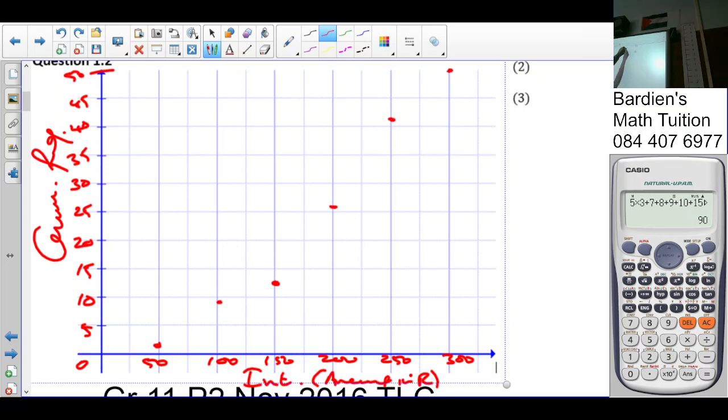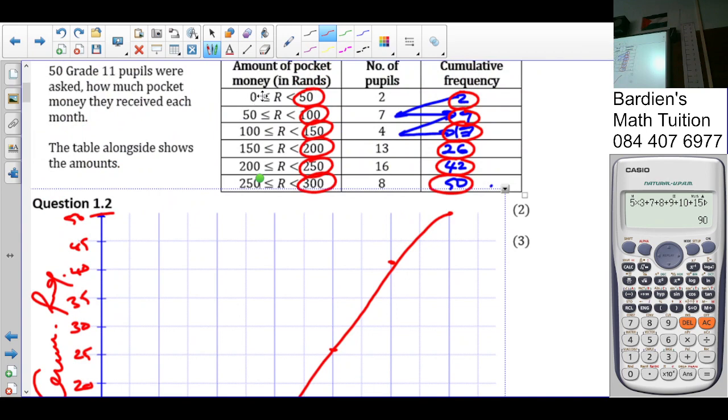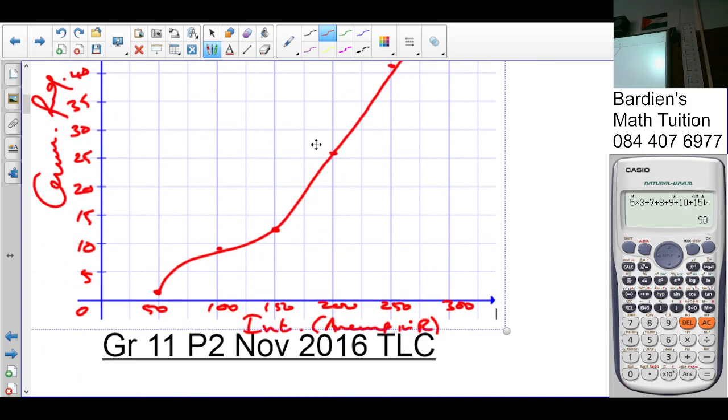So what we do is freehand we connect these dots, and we always join it or ground it to the minimum value. In this case your minimum value is 0. Now if the minimum value had to be 5, I would have grounded to 5. But since the minimum value is 0, I take it to 0. Remember this graph is drawn freehand.